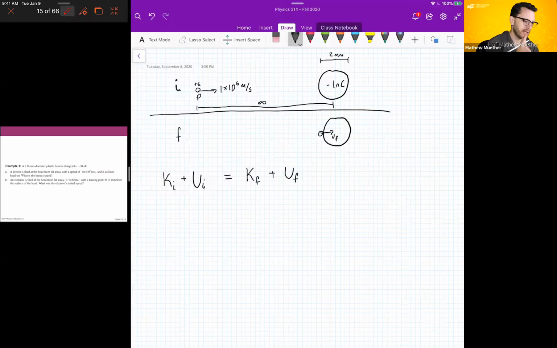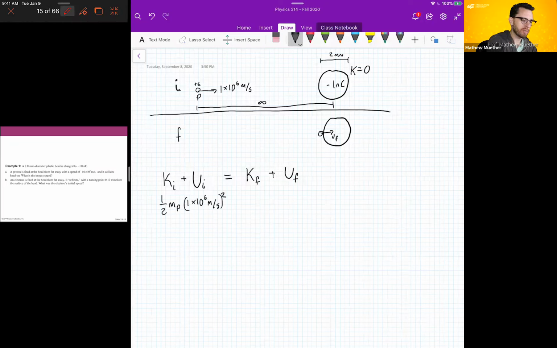Well, in the initial state, we can write down the kinetic energy. I have 2 objects in my system, so I should check to see if either of them or both of them are moving and have some kinetic energy. Well, the large 2 millimeter charge is just stationary in this problem, so there's no kinetic energy associated with this guy. But this guy, the proton, has some initial kinetic energy. What does that kinetic energy look like? It's going to be 1/2 the mass of the proton times that initial velocity, 1 times 10 to the 6th meters per second, squared. 1/2 mv squared. That's our kinetic energy for that proton.